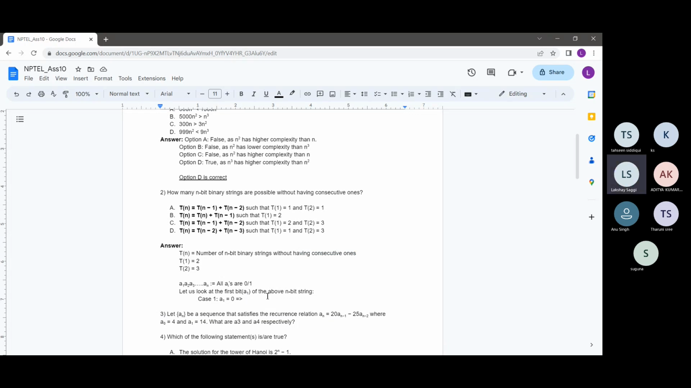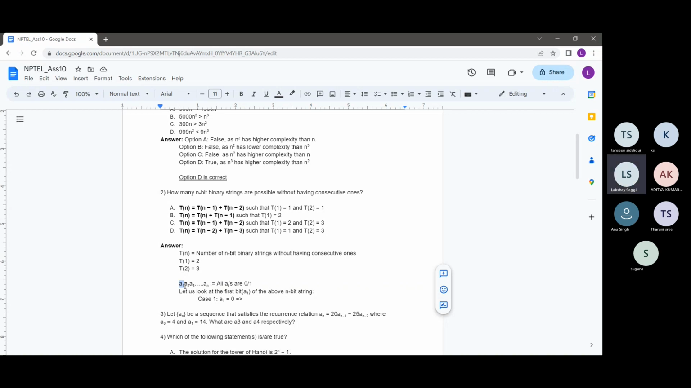So what I'm trying to do, just to give a summary of the solution, is find the possible values for A1, A2, A3 up to AN so that they do not contain consecutive ones. I take this A1. Since this is a binary string, A1 can either be a 0 or a 1, and these two will be disjoint cases, right? A1 can't be 0 and 1 at the same time.